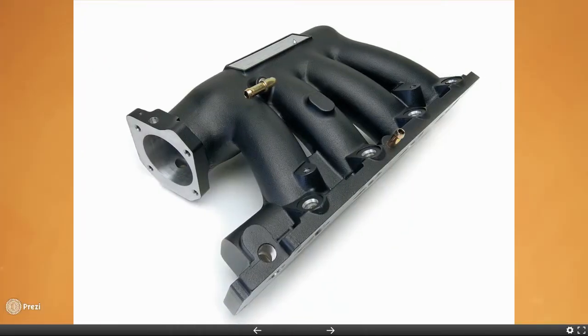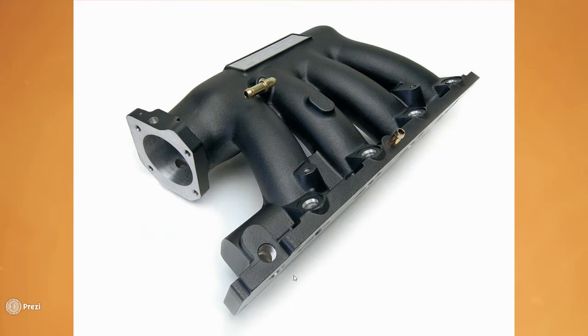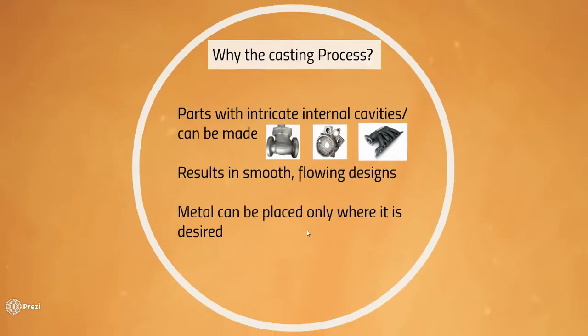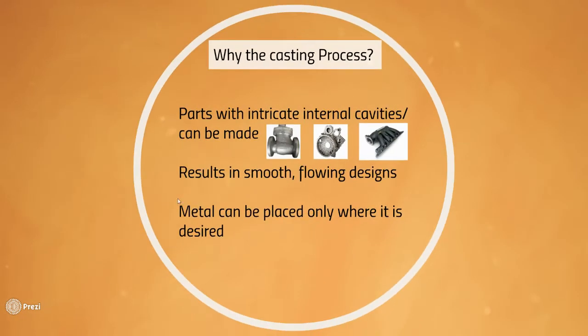Also here you have some type of manifold, maybe an exhaust manifold, probably on a car. You see you have a lot of internal cavities here that are smooth and flowing. This would also do well for the casting process and has been cast. So castings result in smooth flowing designs, like I said before, great for internal cavities, and you can put the metal exactly where you want it to be.